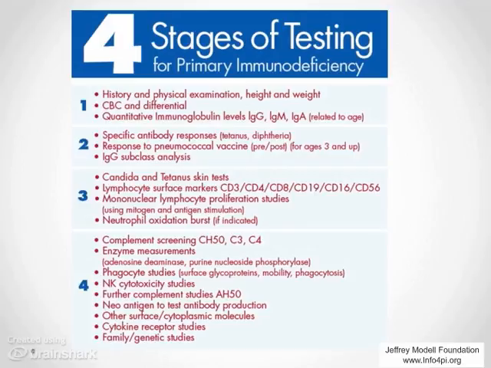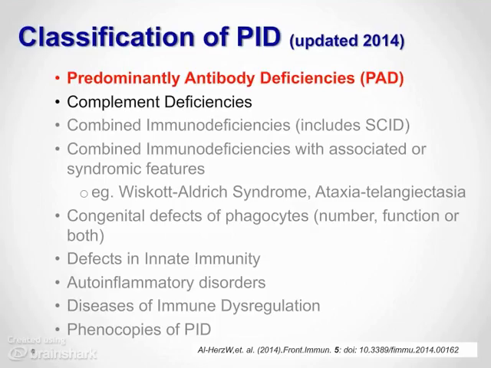Testing for primary immunodeficiency usually occurs in stages, with more general tests done up front, such as complete blood cell counts and total immunoglobulin assays, followed by more specific and specialized testing, such as IgG subclass, vaccine response, and complement assays. For today, we will focus on predominantly antibody deficiencies and complement deficiencies. Let us start with the PIDs.